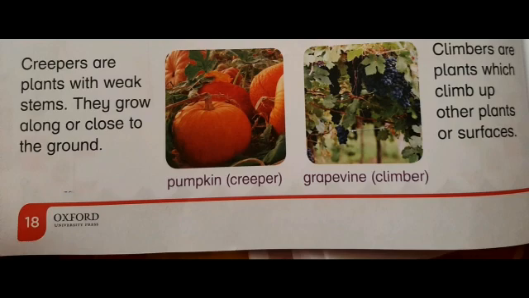The stem of the plant is weak and thus cannot stand upright or straight. Some common plants which you can see in your houses are grapevine and money plant. Grapevine and money plant are also creepers.